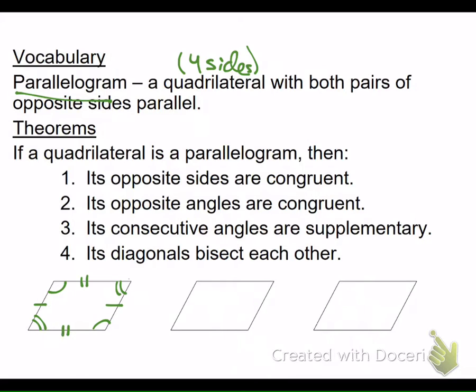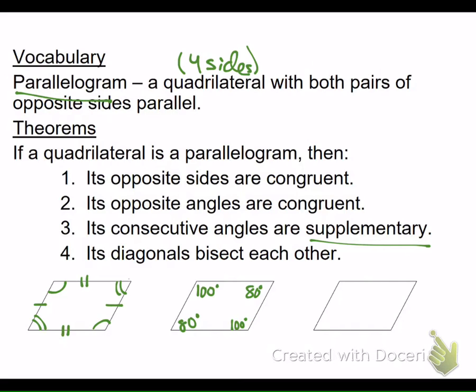The next 2 are not super challenging, but a little harder. The consecutive angles are supplementary. Supplementary means add to 180. So for example, if this one was 80, the one next to it would be 100. And since opposite angles are congruent, this one would also be 100, and then this one would also be 80. So the ones next door are supplementary, the ones across are equal.